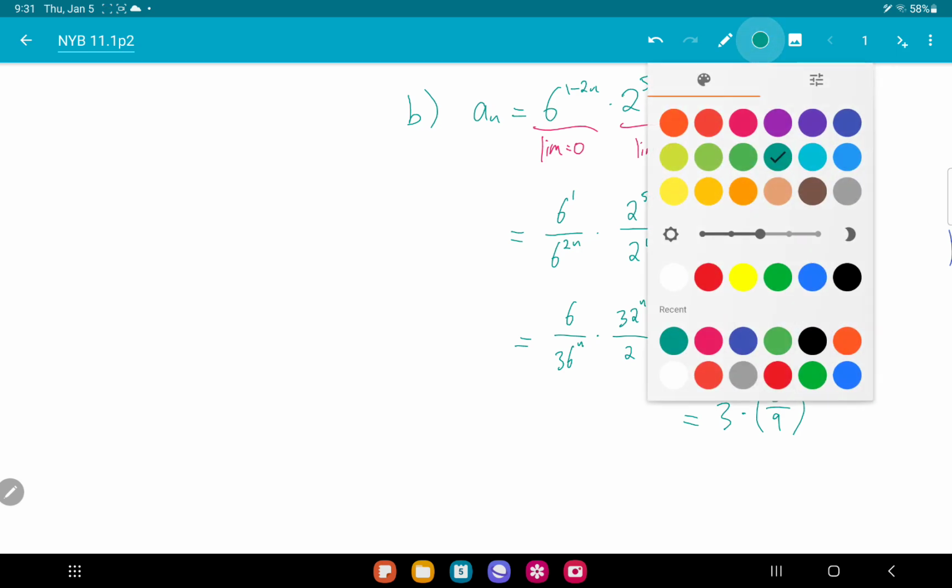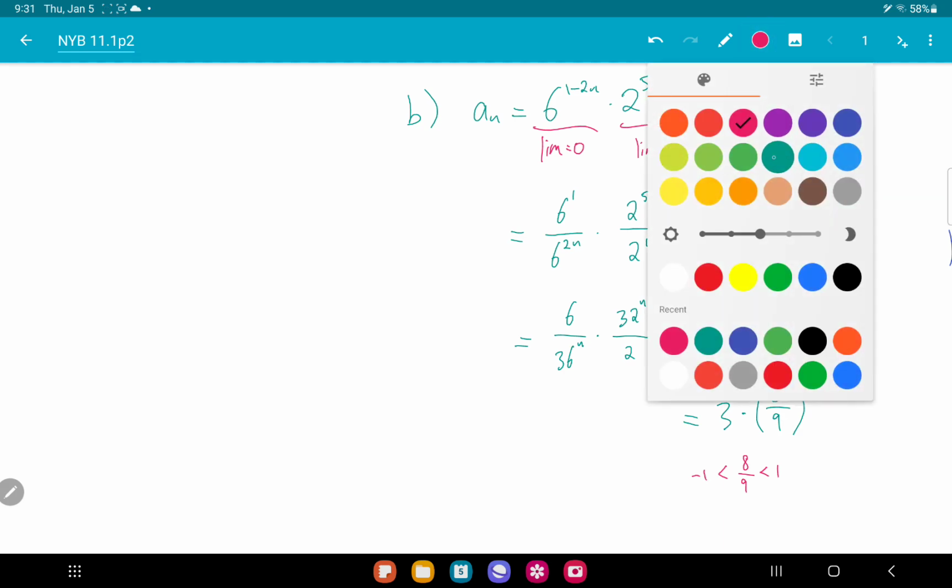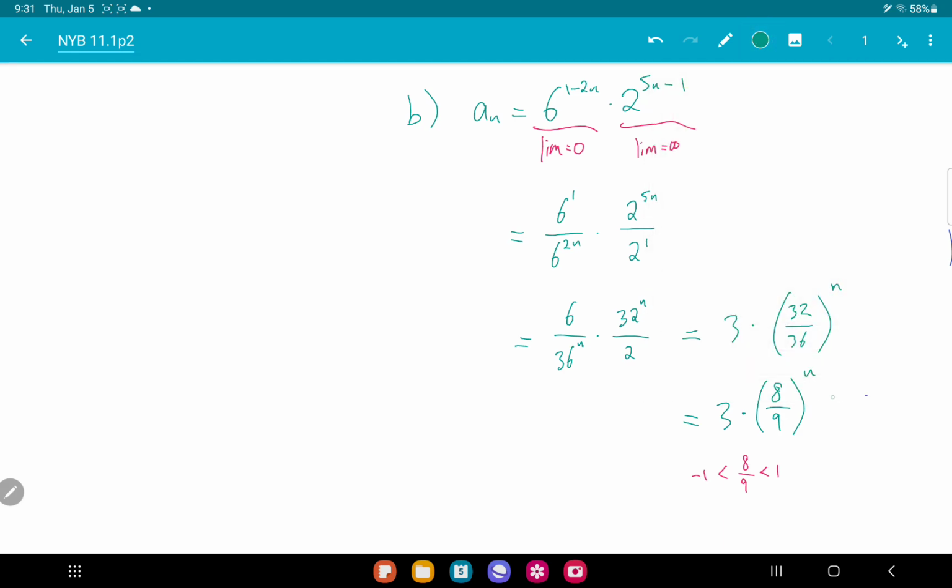Now, as I mentioned before, 8 over 9 is between minus 1 and 1. So this limit here will be 0. Okie doke.